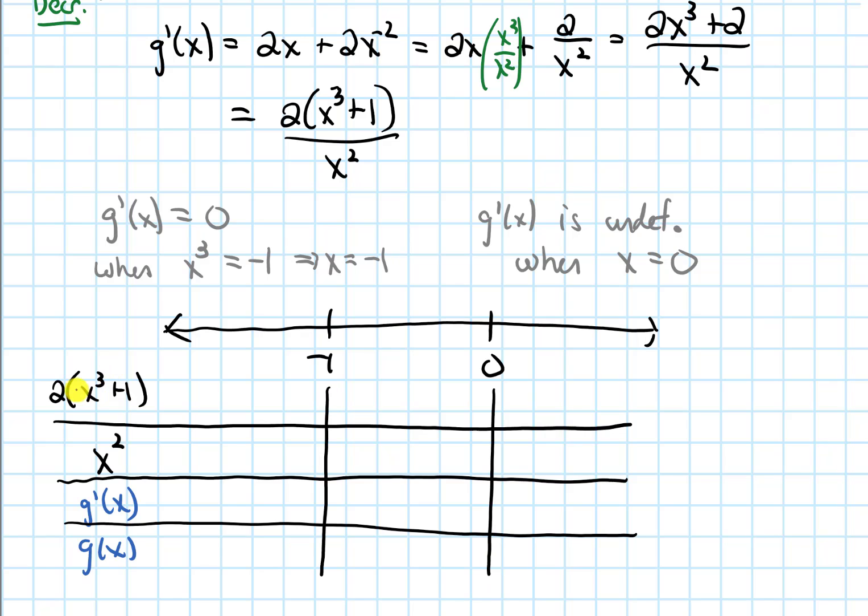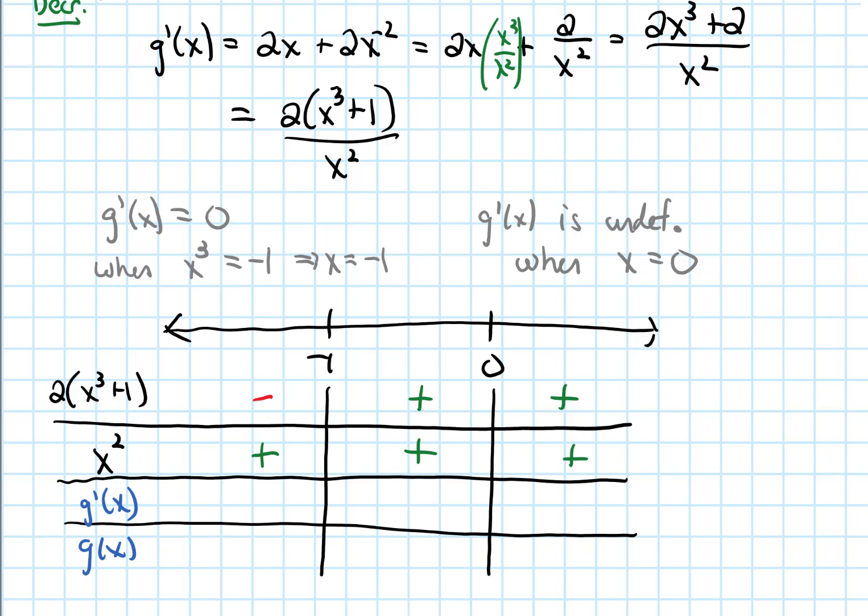Okay, so for 2 times x to the third plus 1, I got to focus on the x to the third plus 1. And that's going to be positive when x is bigger than negative 1. And multiplying by 2 isn't going to affect the sign. So this is positive when x is bigger than negative 1. That's over here. It's going to be negative when x is smaller than negative 1. X squared is going to be positive everywhere because this is an even power. No matter if I plug in a positive number or a negative number, it's going to be positive.